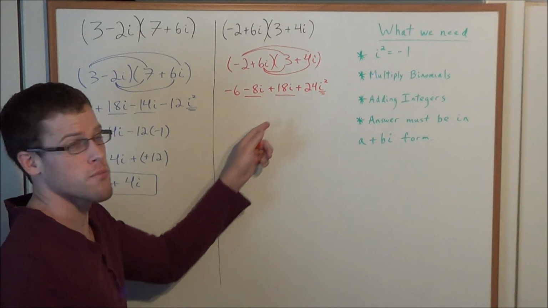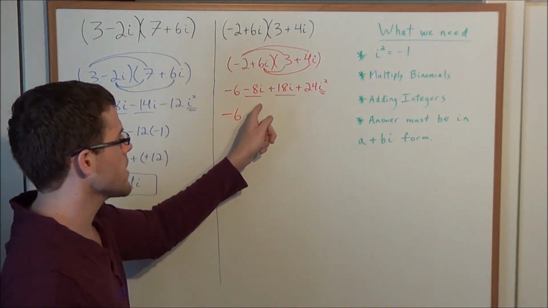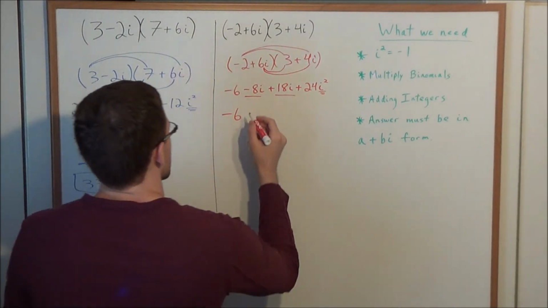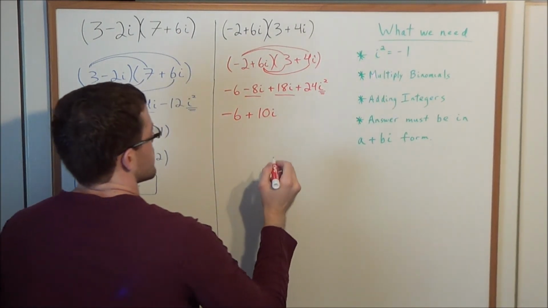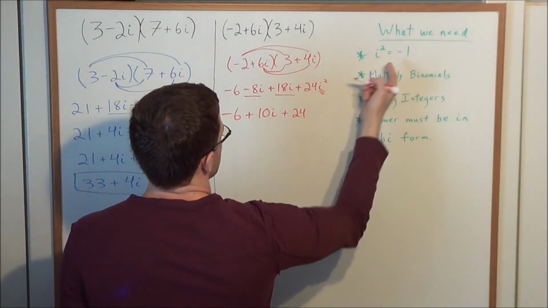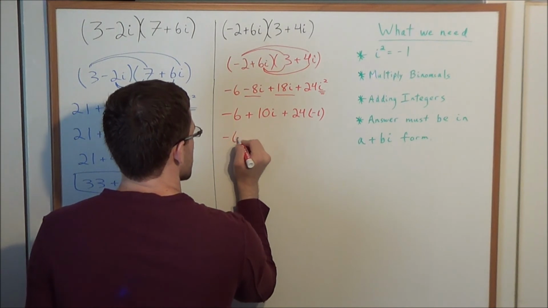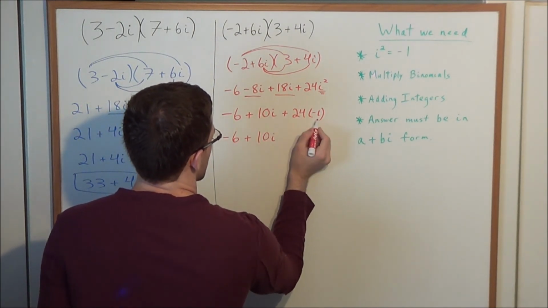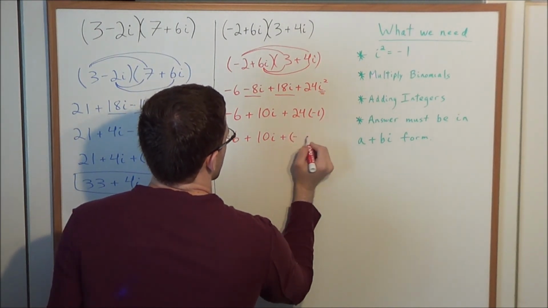We can combine the i terms together. So now we have negative 6, and now a minus 8i and a plus 18i. This is a lot like 18i minus 8i. This is going to be a positive 10i plus 24 times i squared, but instead of i squared, let's call this negative 1. So now we have negative 6 plus 10i, and now 24 times a negative 1. This gives us a negative 24.